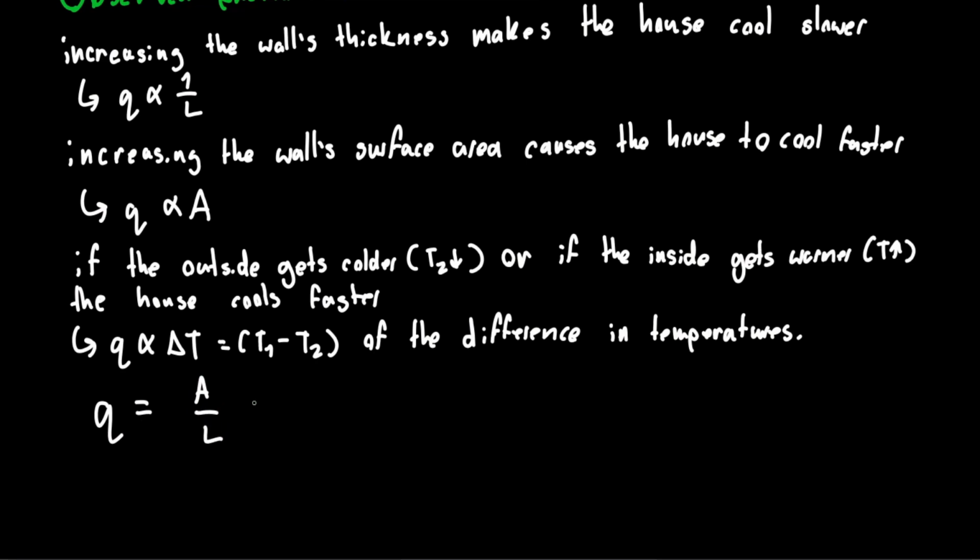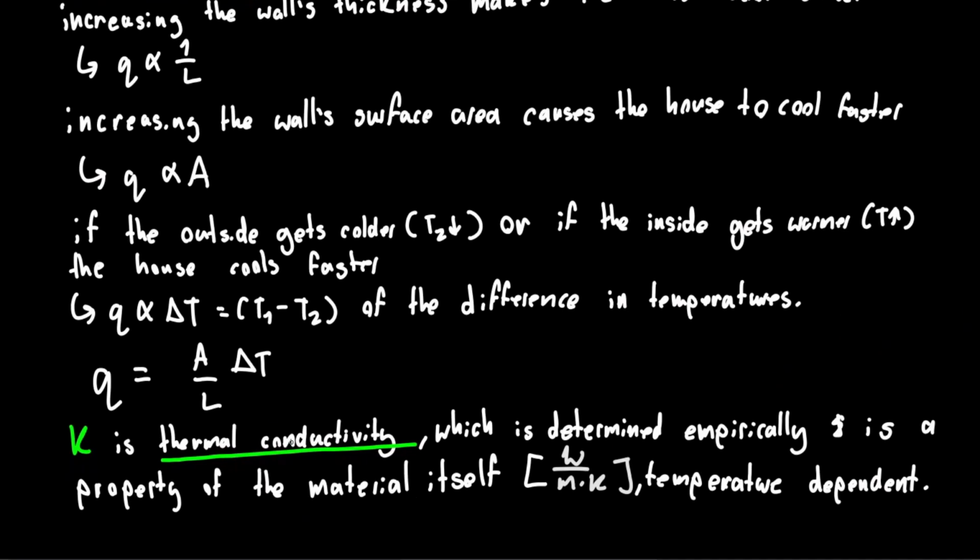A is on top, L down here, and then delta T, but we're missing something, and that is thermal conductivity, K, which is determined empirically, that is through experiment, and is a property of the material itself. It has the units of watts per meter Kelvin, and it is temperature dependent, technically. That means it does change with temperature, but oftentimes this is ignored for the sake of convenience or because it makes things simple, and we'll just stick that K in here.